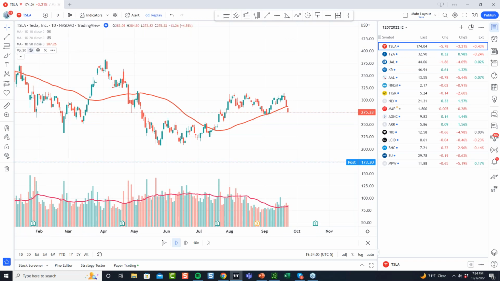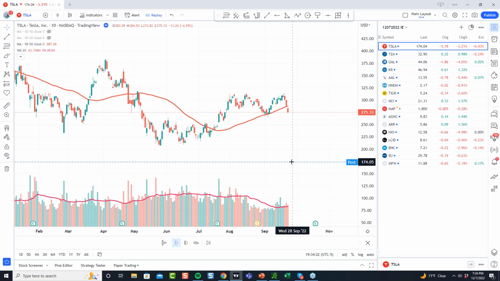So the volume is the number of shares traded. It is not, and some people get a little confused on volume. It is not dollars and cents. It's not how many dollars were traded on Tesla. It is the number of shares traded.